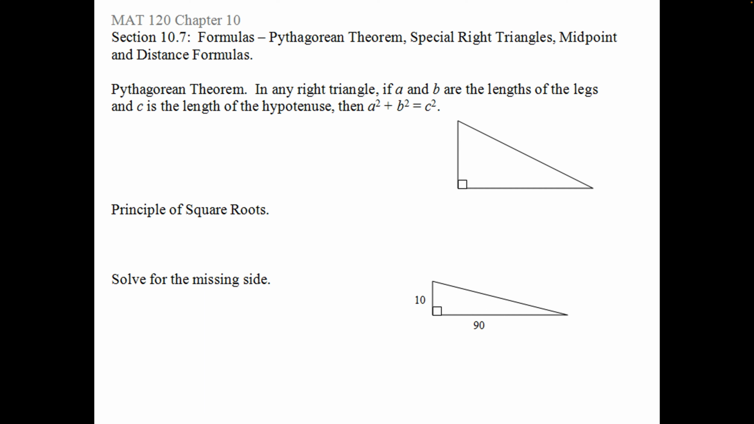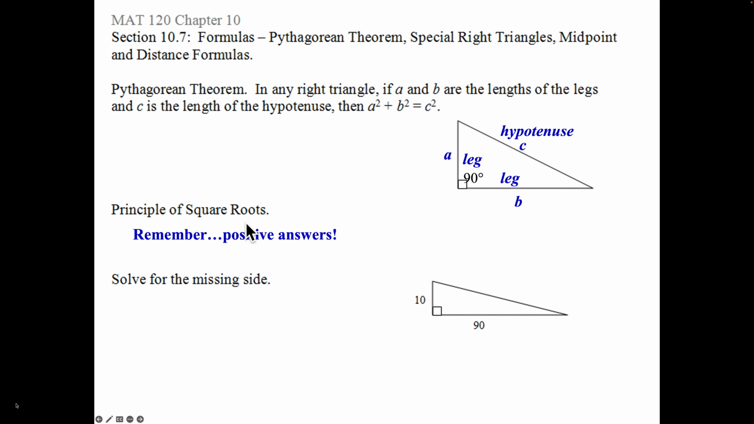Triangle's midpoint and distance formula. The Pythagorean theorem: in any right triangle, if A and B are the legs of the right triangle and C is the length of the hypotenuse, then A squared plus B squared equals C squared. A and B are the legs, the sides of the 90-degree angle. The hypotenuse is the side opposite the 90-degree angle.